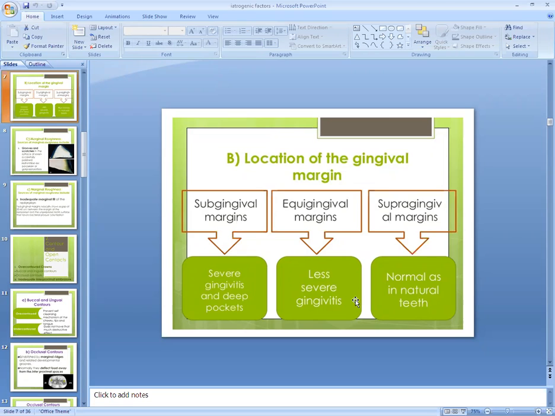The second factor is the location of the gingival margins. Basically, there are three types of gingival margins. First is the subgingival margin, second is the epigingival margin, and third is the supragingival margin. When a subgingival margin is present, it results in severe gingivitis and deep pockets. When epigingival margins of restorations are there, they result in a less severe form of gingivitis, and when supragingival margins are there, the tissue remains close to natural.